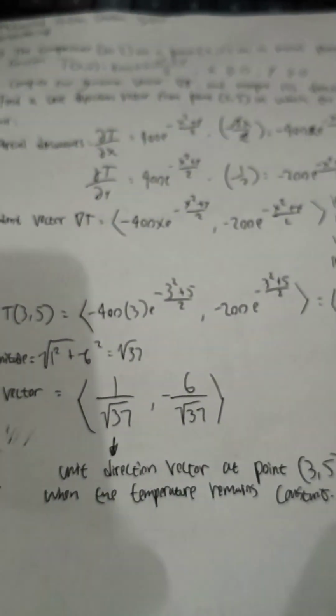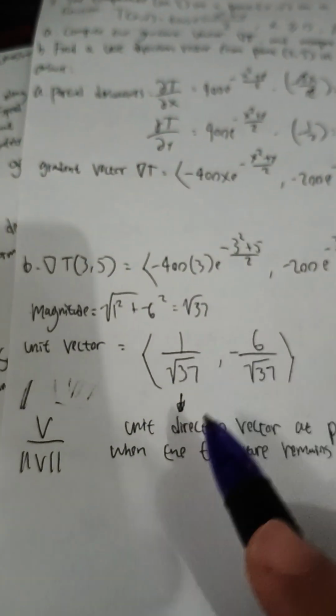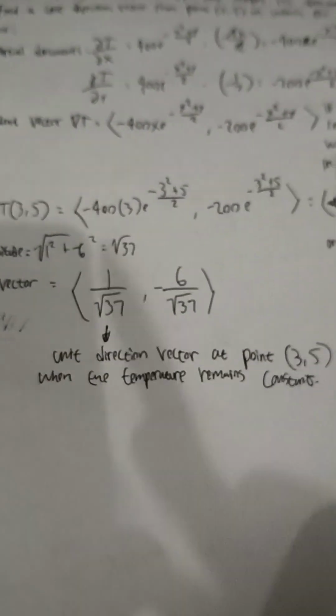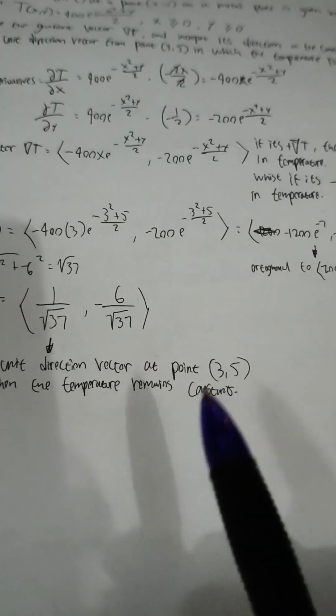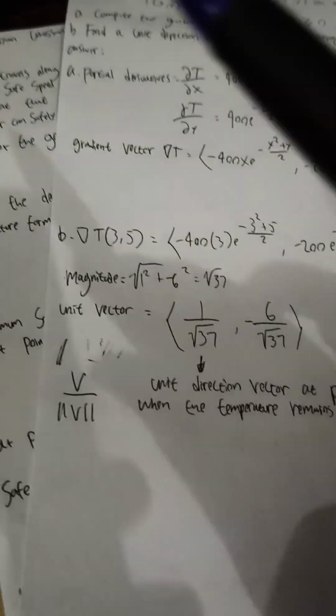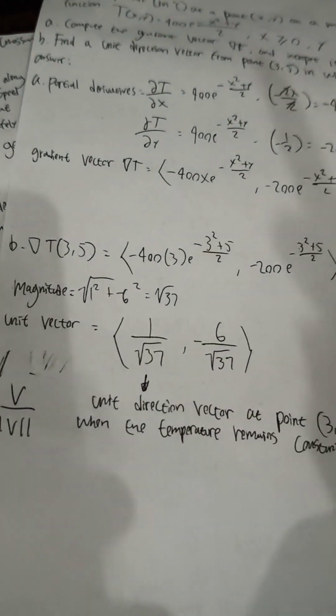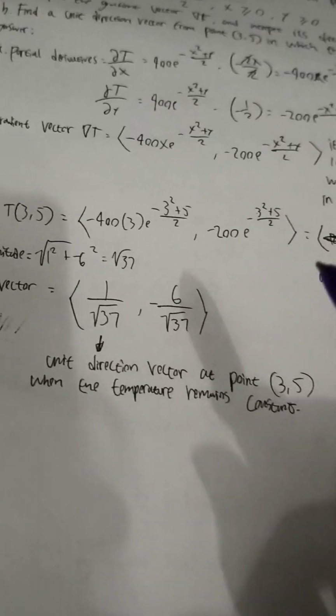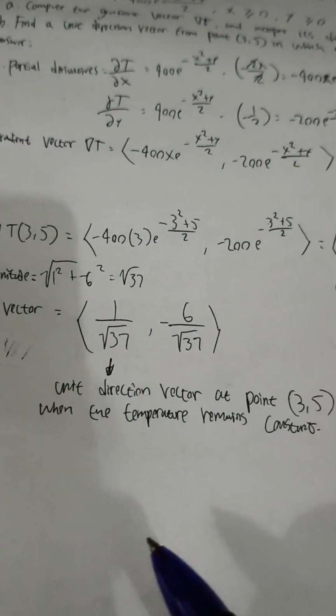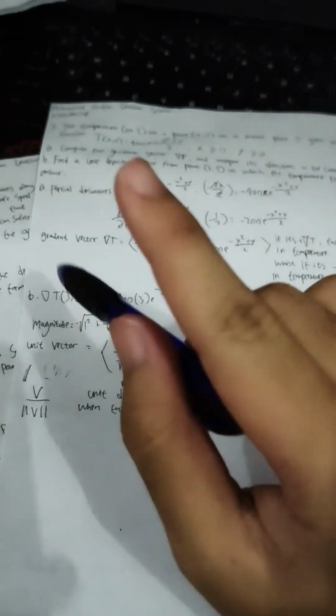Okay, it's pretty much this. So we just put in 1.6 and then divide it by this. Done. Okay, this is the unit direction vector at point 3.5, not this point, but the vector at this point when the temperature is always gonna remain constant.